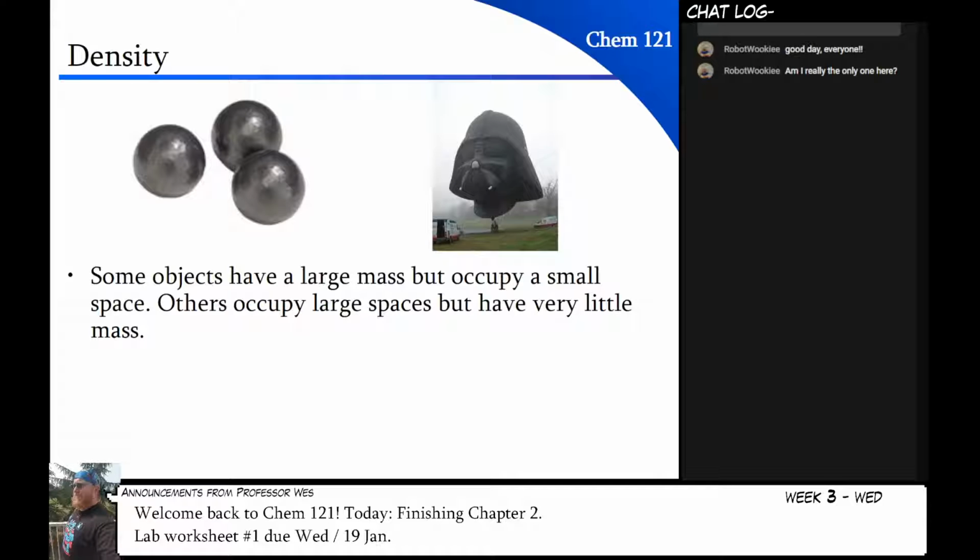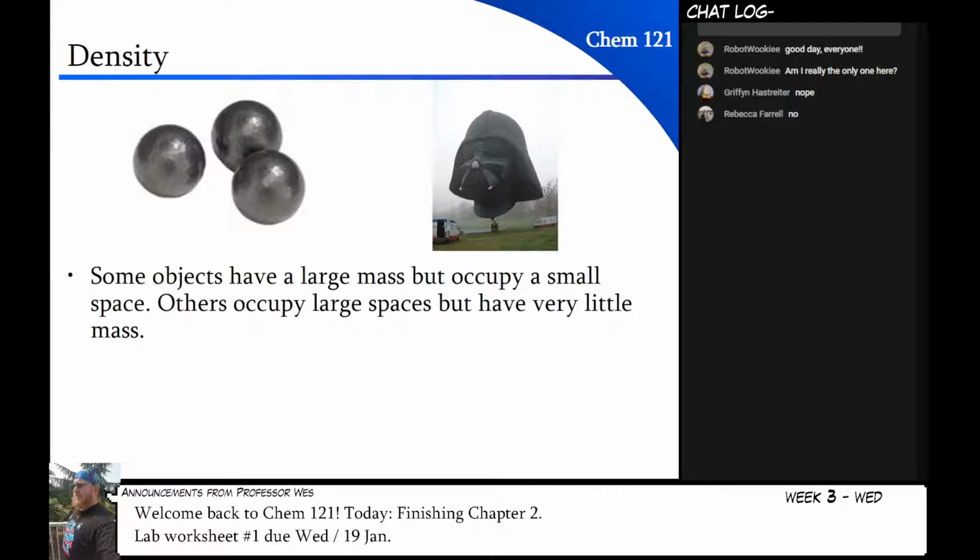Now, other things occupy a very large amount of space but have very little mass relative to it. So, for instance, the air inside this Darth Vader balloon is heated to the point where its density is so low that it causes it to float. So the balloon remains upright and doesn't fall over. And if you heat it up further, it will become so light relative to the density of the air around it.